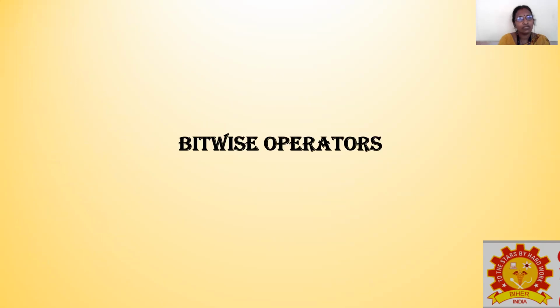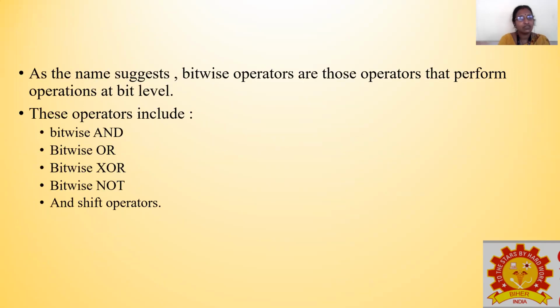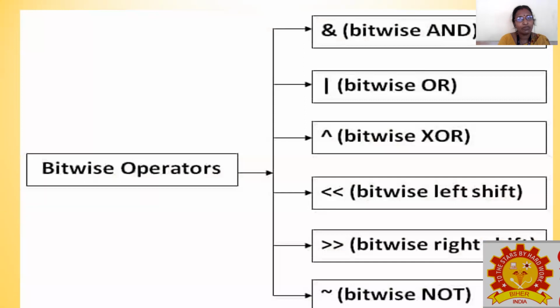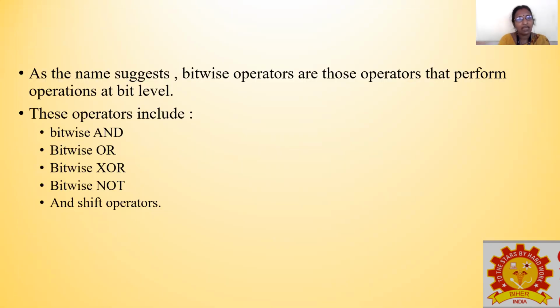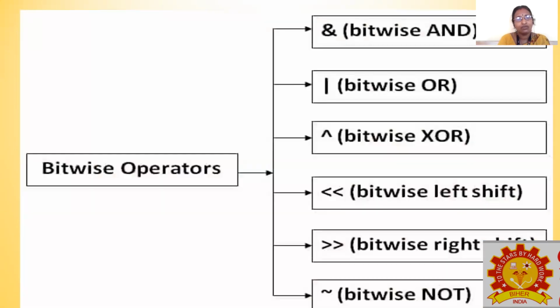Next one, bitwise operator. As the name suggests, bitwise operators perform operations at bit level. These operations include bitwise AND, bitwise OR, bitwise XOR, bitwise NOT, and shift operator. So bitwise operators are listed here.